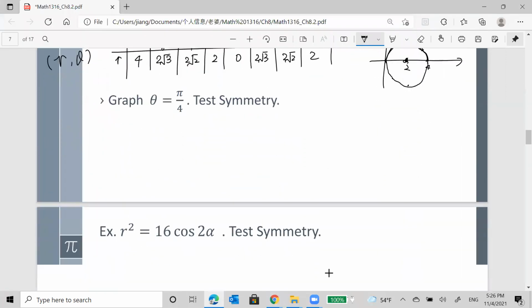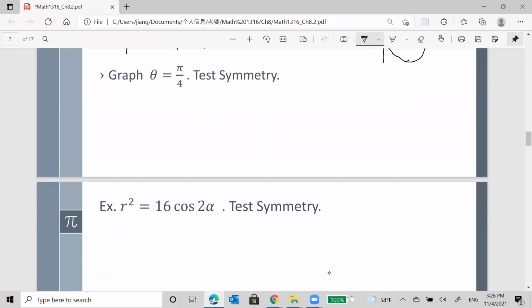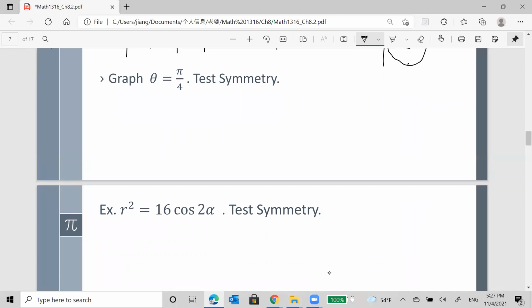Okay, let's see. Next question. Graph theta equals pi over 4, test the symmetry. I think this one is very easy because it just provides you the theta. It doesn't have the R in the equation. That means this angle theta is pi over 4, that's 45 degrees. And if it doesn't mention R, that means any R works. So R can be here, can be here, can be negative. So everything on this diagonal line. So this is the diagonal line.